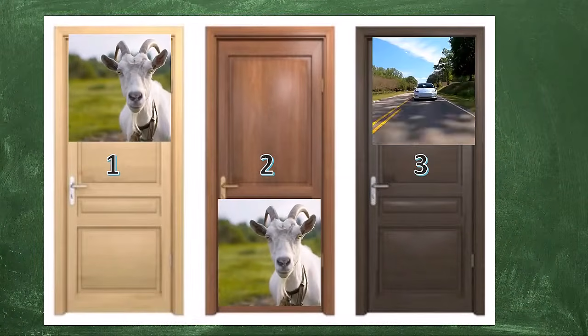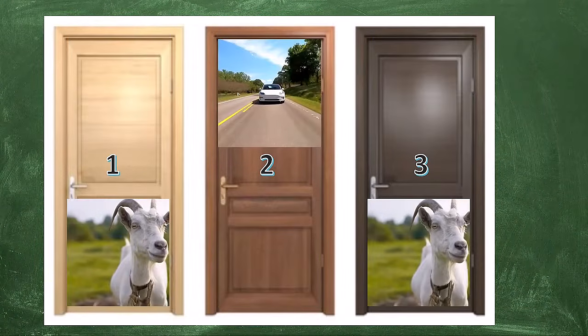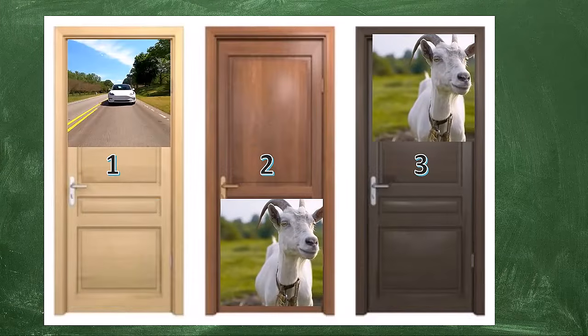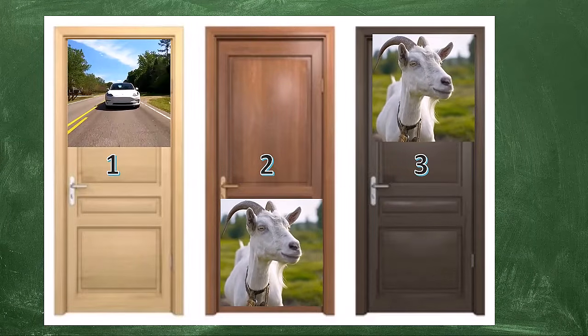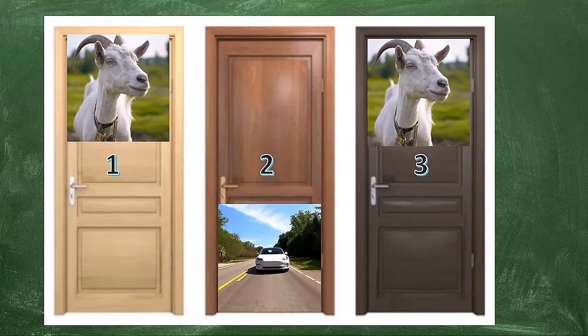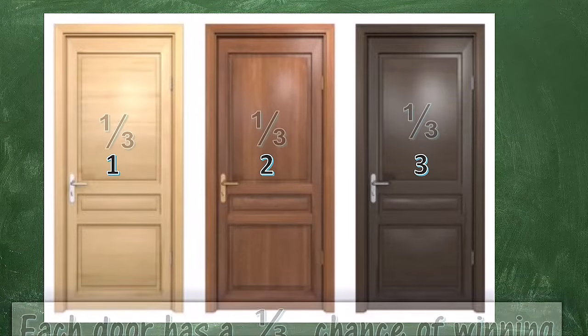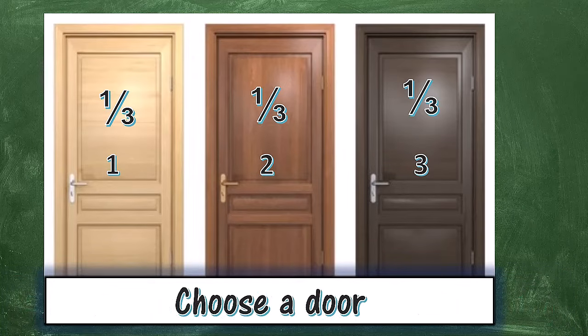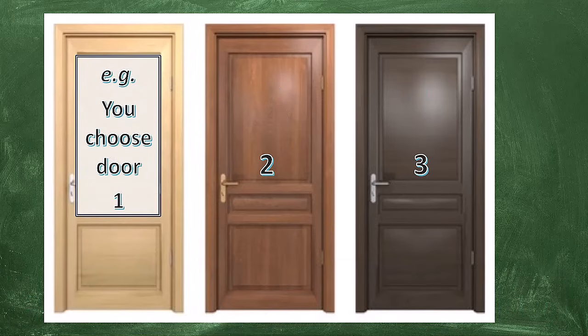Now in this problem we have 3 doors, behind one of which is a prize, a car, and the other 2 doors are goats. So each door has a 1/3 chance of being the right one. First, we must choose a door. Say for argument's sake you choose door 1.